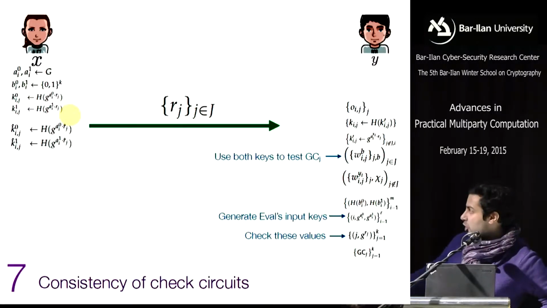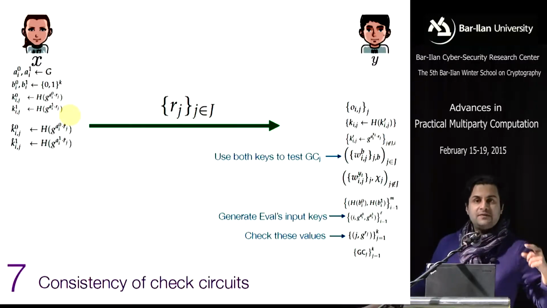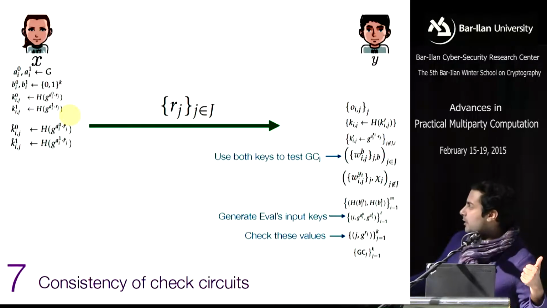So now, given RJ, Bob can raise each of these terms to the RJs right there, and basically recompute these keys. So with this term, Bob can both check this commitment and also check the input keys. He can generate the input keys for Alice. So now he has Alice's input keys. What about Bob's input keys?